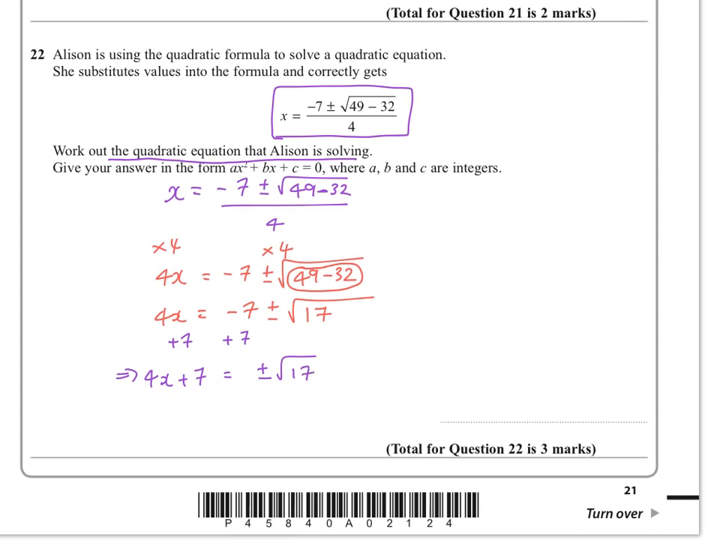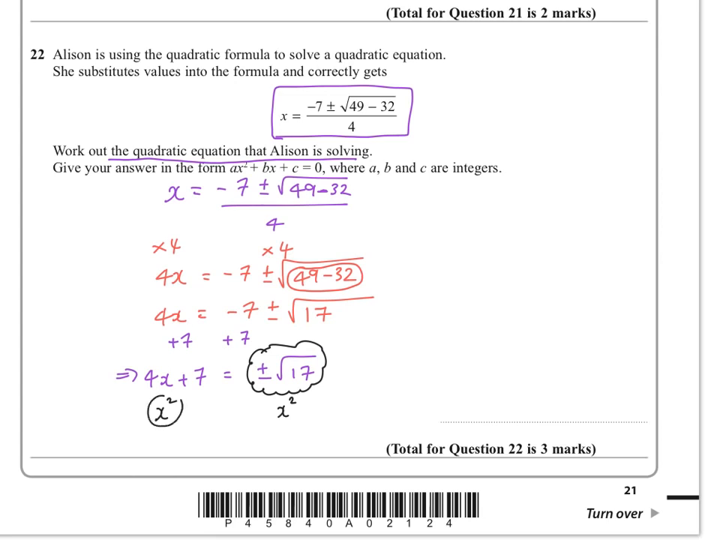Now one thing to think about is, don't forget, if the answer was plus or minus the square root of 17, what would be the question? Well, it would be the square root of something, wouldn't it? So the next thing to do would be to square both sides.